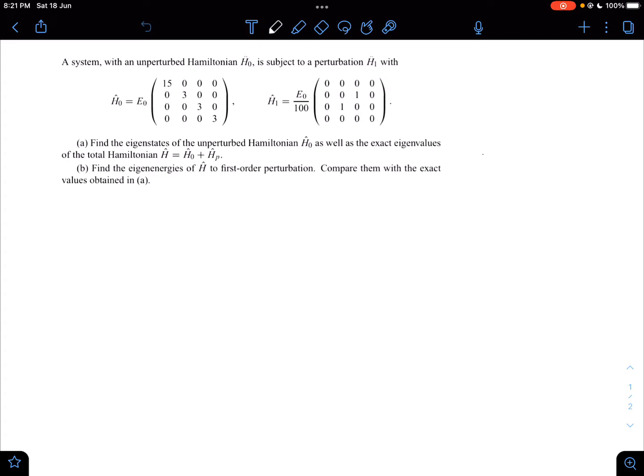So in this video we are going to solve some problems based on time independent degenerate perturbation theory. So let us proceed with our first problem. Here we have a system with an unperturbed Hamiltonian H0, and this system is subject to a perturbation H1. So this is our unperturbed Hamiltonian and this is our perturbation.